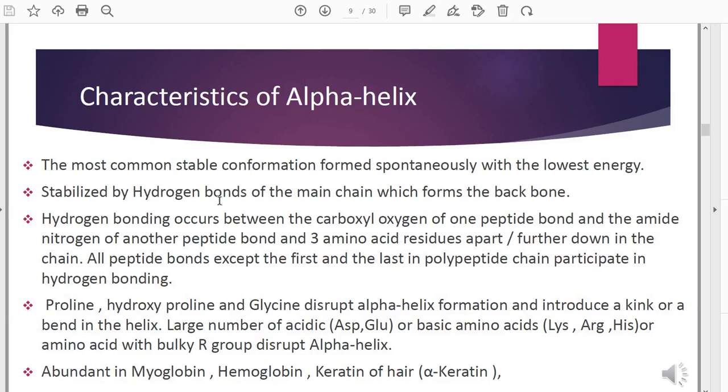Alpha helix structure is abundant in myoglobin, hemoglobin, and keratin, which is a fibrous protein. We will mention it in detail in the next lecture.